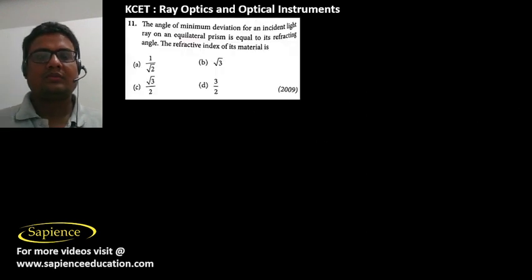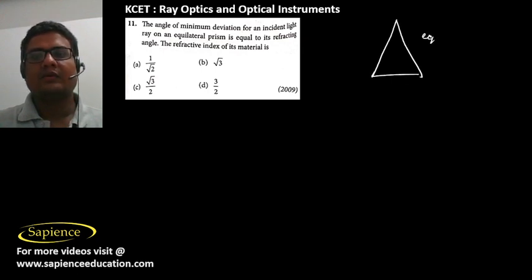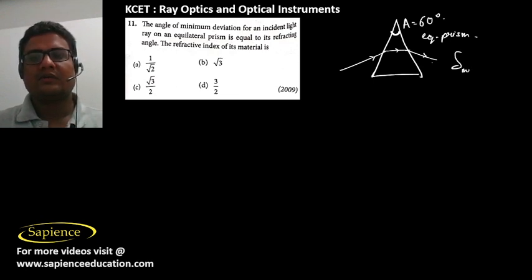Okay, then in question number 11, it is told the angle of minimum deviation for an incident light ray on an equilateral prism is equal to its refracting angle. Then the refractive index of its material is. So we have an equilateral prism. Equilateral prism means that the angle of the prism is 60 degrees. Then the angle of minimum deviation is equal to its refracting angle.